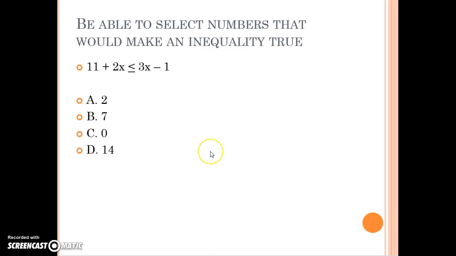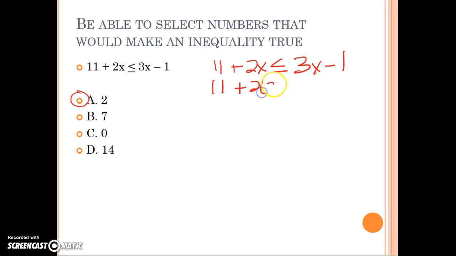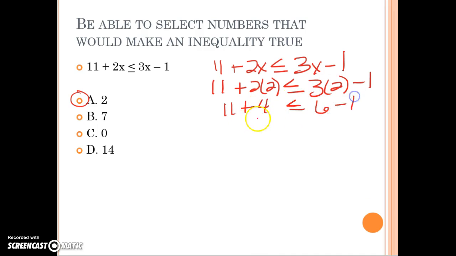All right, next up. Be able to select numbers that would make an inequality true. And this is just a revisit to our very favorite plug and chug. So let's start with number A here. We'll plug in 2 and see what happens. 11 plus 2x is less than or equal to 3x plus 1. We're going to insert 2 and see what happens. 11 plus 2 times 2 is 4. 3 times 2 is 6 minus 1. We have 15 is less than or equal to 5.